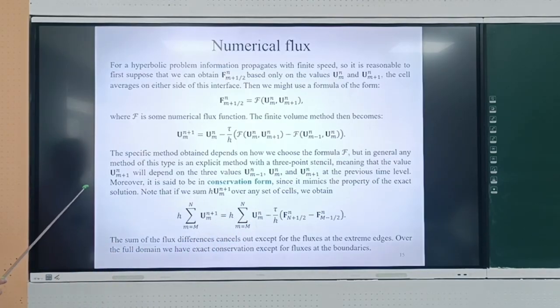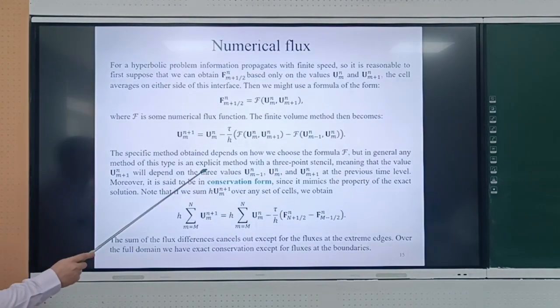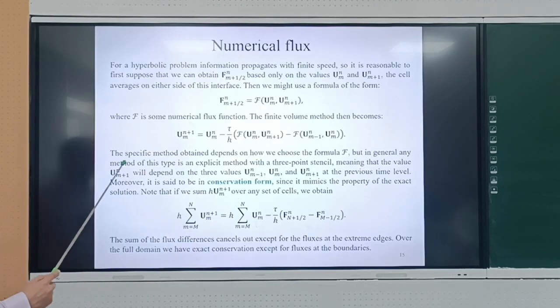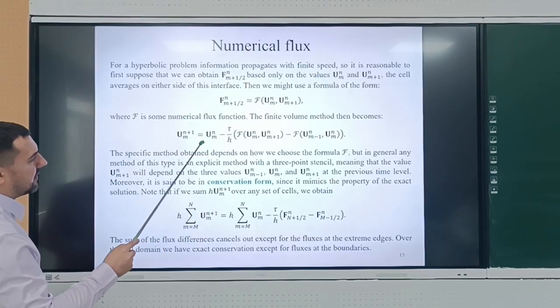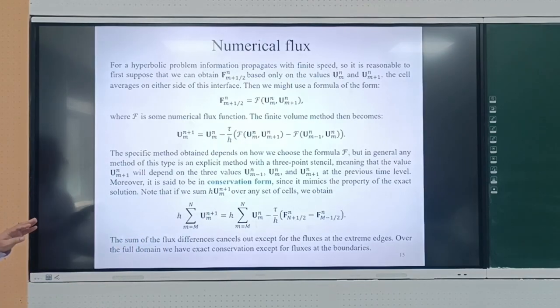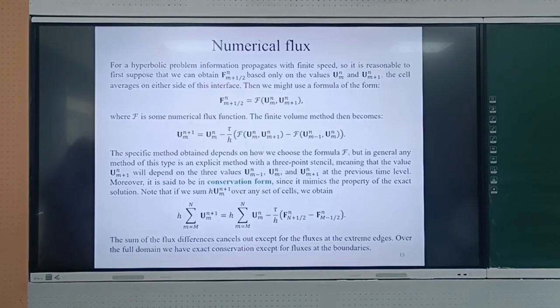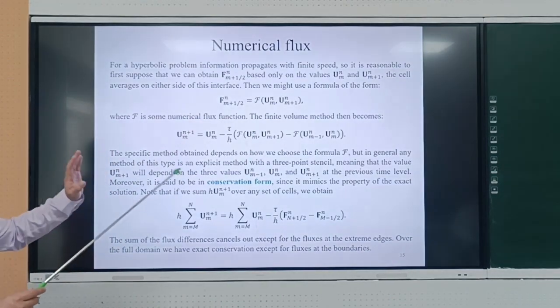But in general, any method of this type is an explicit method with a 3-point stencil, meaning that the value at n plus 1 will depend on three values. So this one, and this one. So in fact, we have a 3-point stencil at the previous time layer. So again, we consider only explicit schemes.